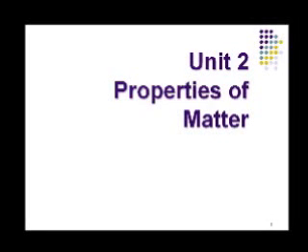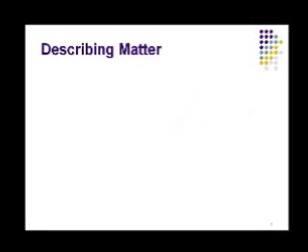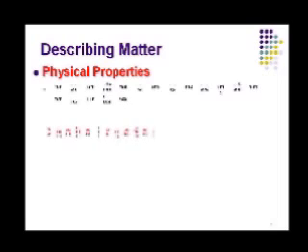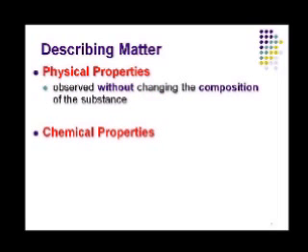Unit 2, Properties of Matter. There are two major properties that we use to describe matter: physical properties and chemical properties. Physical properties are properties that can be observed without changing the composition or the makeup of the substance. Physical properties include things like appearance, texture, odor, boiling point, melting point, density.